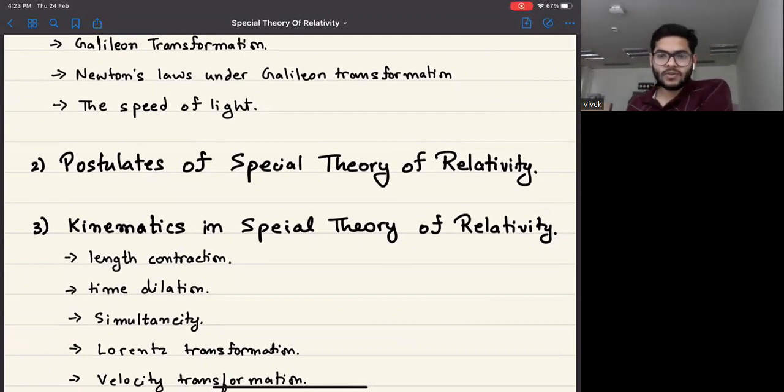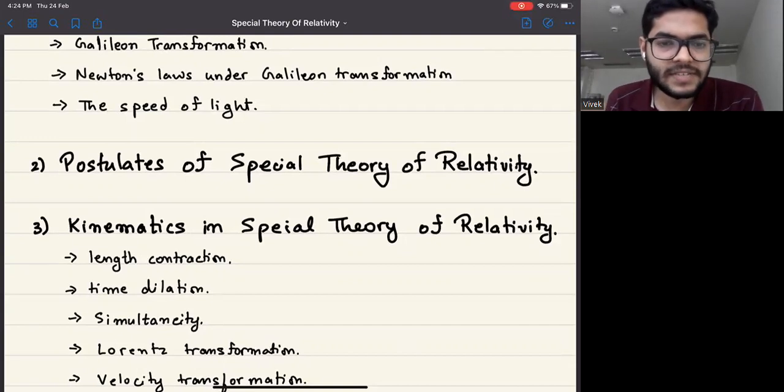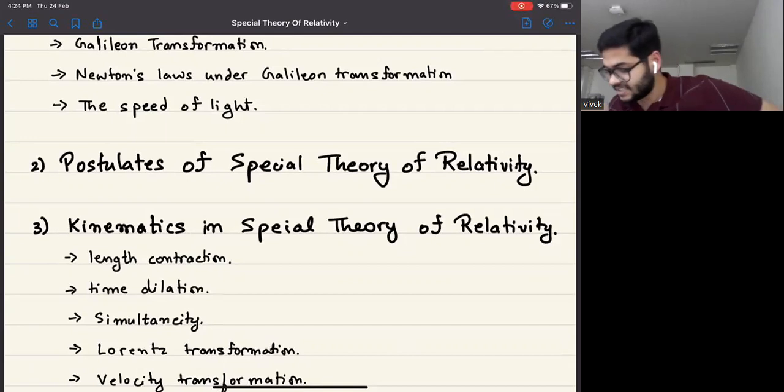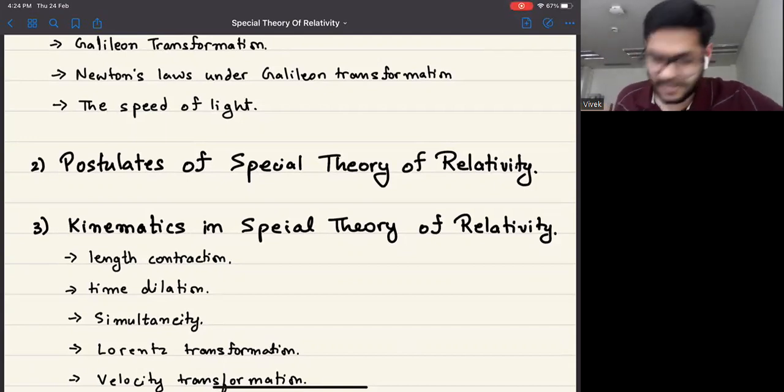After completing and seeing what is wrong in the pre-relativistic physics, we will talk about the postulates of the special theory of relativity. A postulate is something that we assume to be correct, that we take as a given because it is consistent with our observations. The way we know about nature is through observations. So we need to assume some things based on these observations, and these assumptions are called postulates. So we will discuss these postulates of special theory of relativity in the second part.